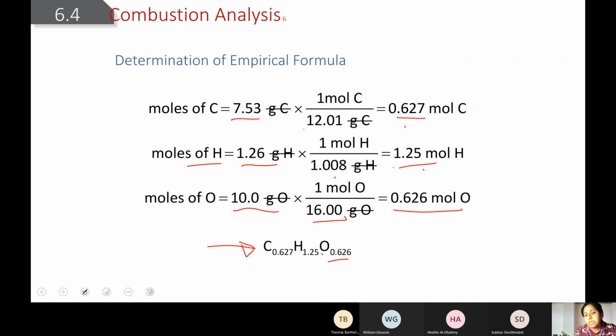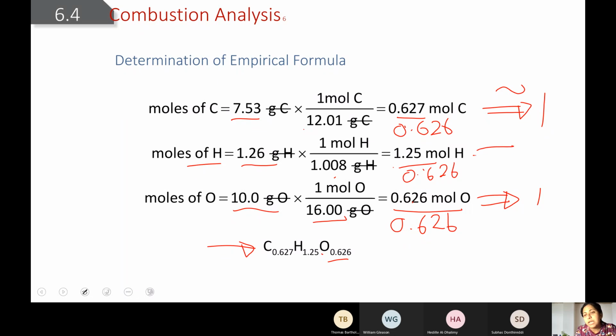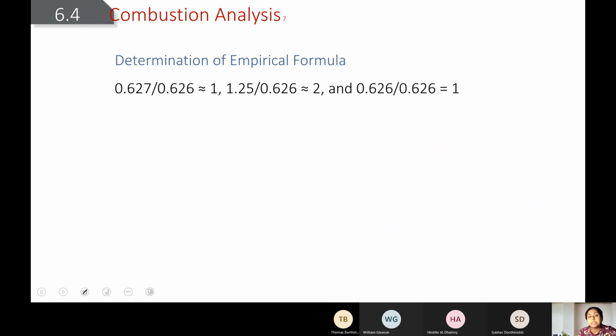Yes, 0.626. So I divide this by 0.626, I get 1. If I divide this by 0.626, I'll get around 1. And when I divide 1.25 by 0.626, I'll get the answer rounded to 2. So now do I have positive integers? Yes. So this calculation shows you how the positive integers were obtained.